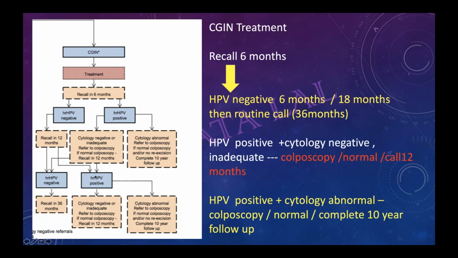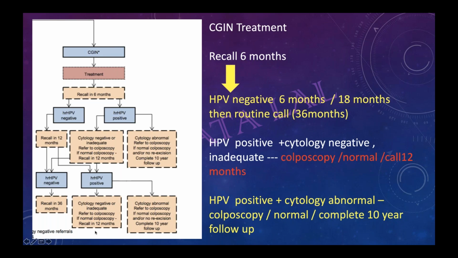If the colposcopy is normal, then you will call them after 12 months. In that 12 months, you will do HPV again. If that HPV becomes positive, then she will go on the same pathway. But if the HPV becomes negative, then she will go to routine call. If HPV is positive and cytology is negative again or inadequate, then again 12 months.